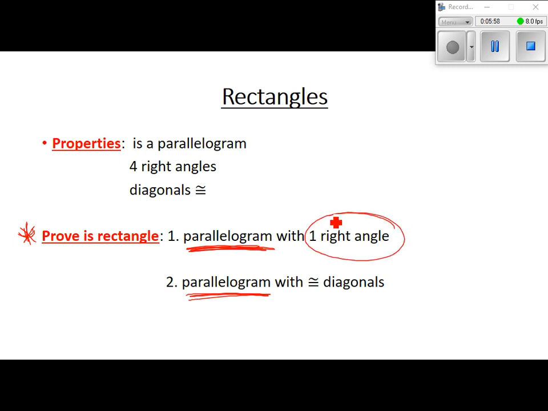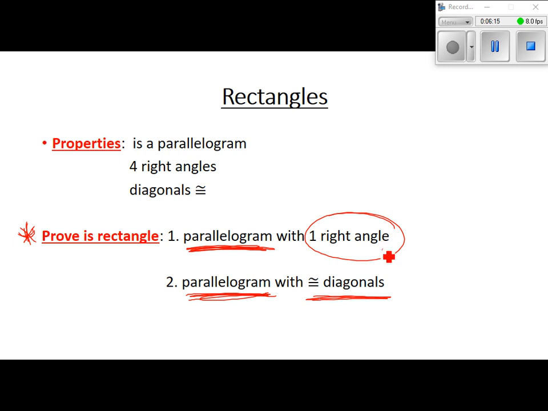If it has a right angle, and it's a parallelogram, then it has to be a rectangle. If it's a parallelogram and the diagonals are congruent, then it has to be a rectangle. So two ways to prove something is a rectangle.